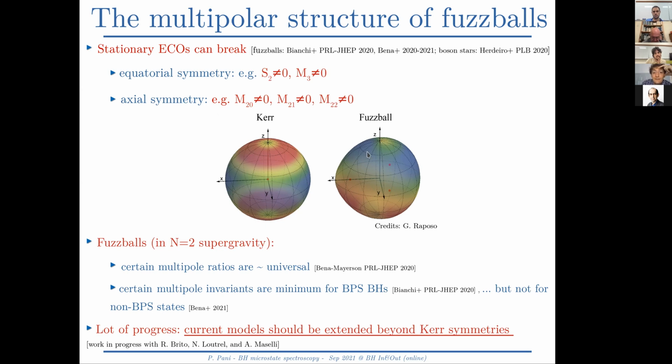And the net result is that if a Kerr black hole has this shape, a fuzzball is deformed both in the mass moments, but also in the current moments. And the multipolar structure is much richer. In fact, there are certain multipolar ratios that are universal. This was studied in this series of papers here. And in general, there has been a lot of interest in this topic recently. As you can see, all these references are less than 1 year old. So for sure, there will be interesting developments in the future.